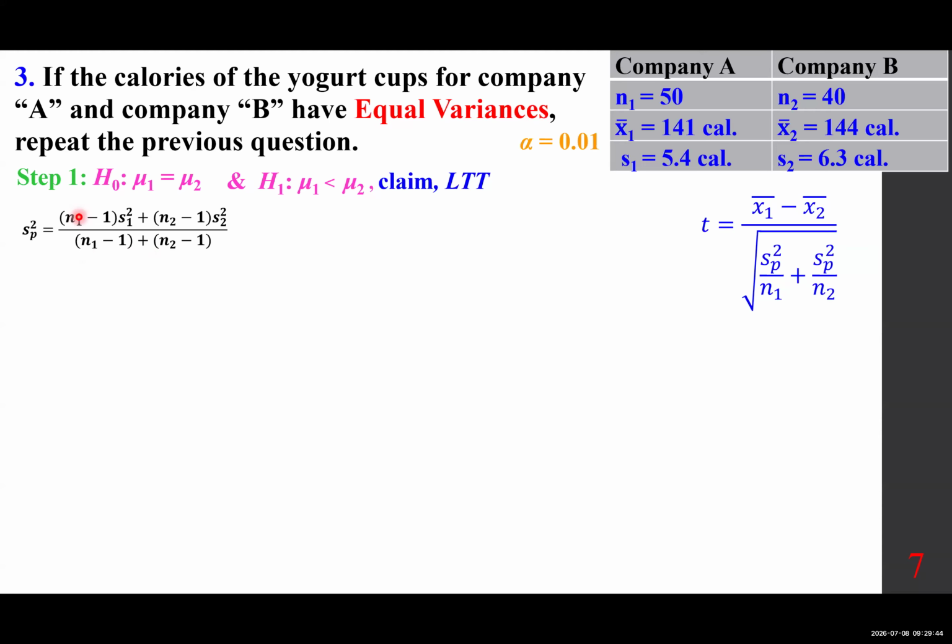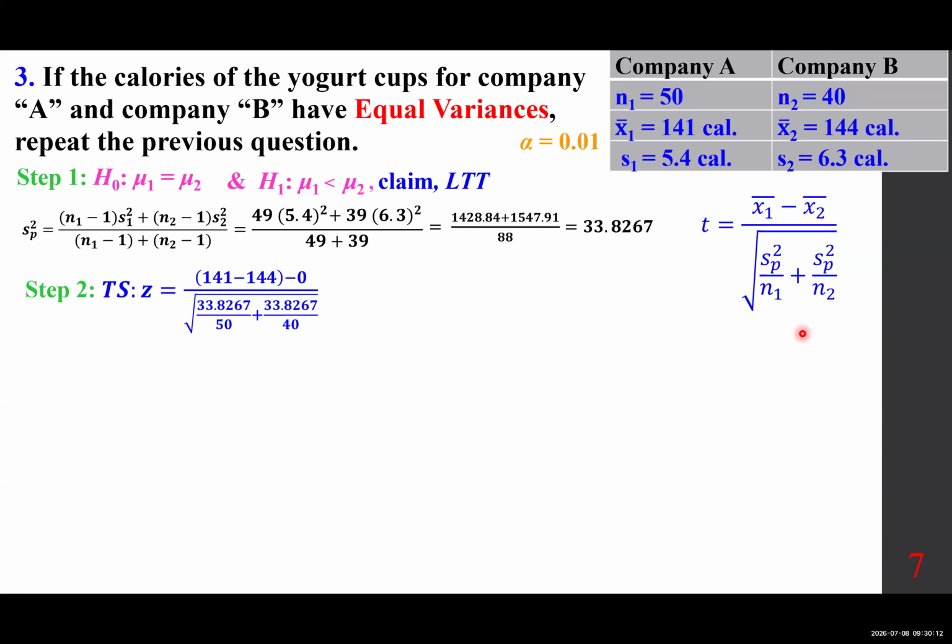So we're going to calculate this. n1 minus 1 means 50 minus 1, 49, times 5.4 squared, plus n2 minus 1, 40 minus 1, 39, times 6.3 squared, over the sum of 49 and 39. So we get this one. And now we are ready to put that into this and find the test statistic. Again, this 0, remember I said it comes from H0, and in some cases may not be the same. And you do the math, you end up with this answer. You're done.